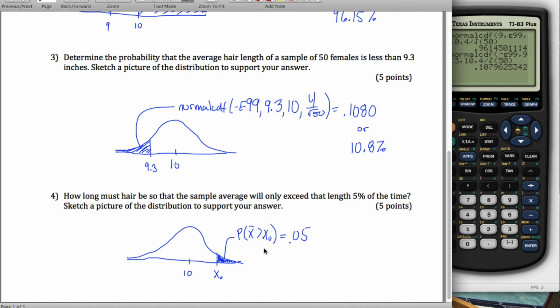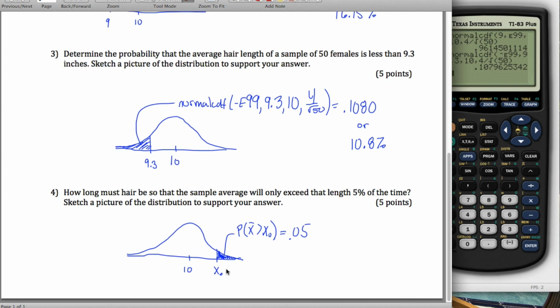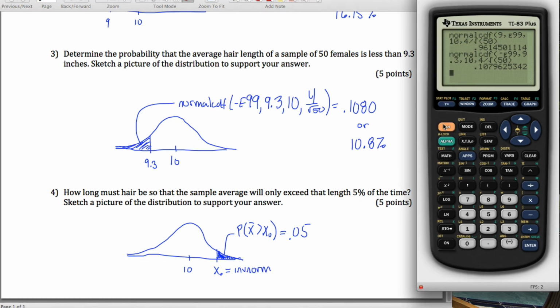Now we got to figure out this value. Well, we can do that. Calculator has a function for figuring that out. It's the inverse norm function. When you're using the inverse norm function, which is found under distributions, it's the third one on the list, you have to tell it three things. You have to tell it the area below the point in question. I don't know the area below. Well, you kind of do, because the area above it is 5%. So if 5% is above it, then 95% must be below it. Mean and standard deviation, same as they've been. Mean is 10, standard deviation is 4 over root 50.